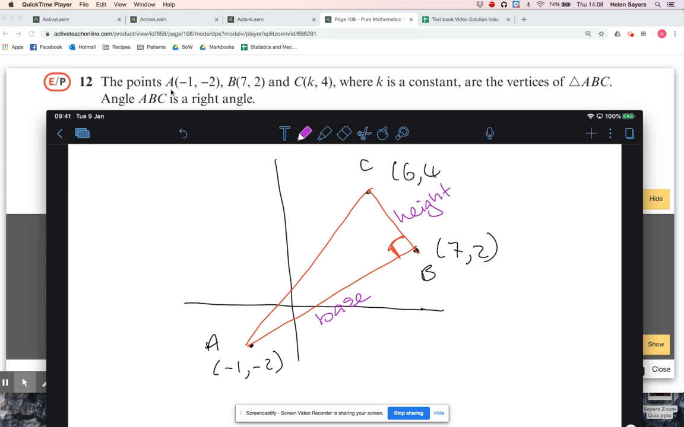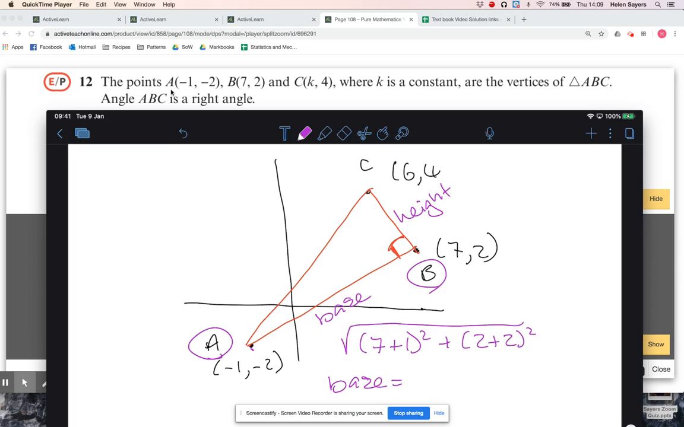So distance between 2 points is going to be 7 minus -1, so 7 plus 1, plus 2 minus -2, so plus 2, all squared. I'm just finding the distance between A and B. So let's stick that into my calculator. That is going to be 8 squared plus 4 squared, square rooted. So I am guessing from that calculation that the base is 4 root 5.